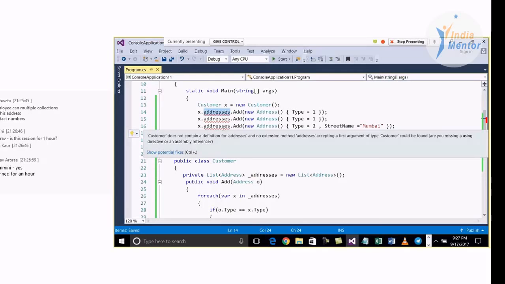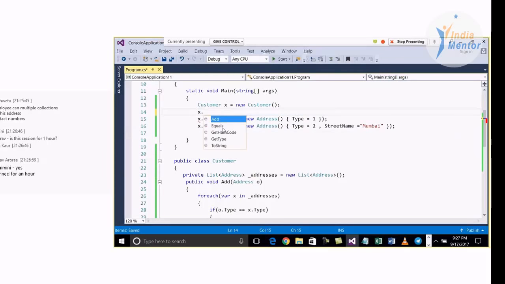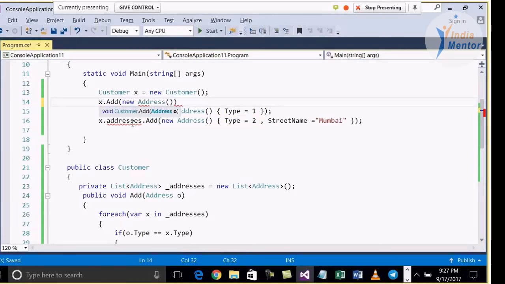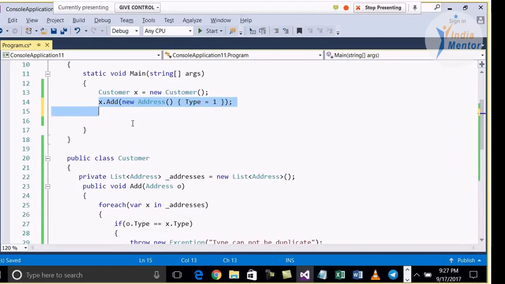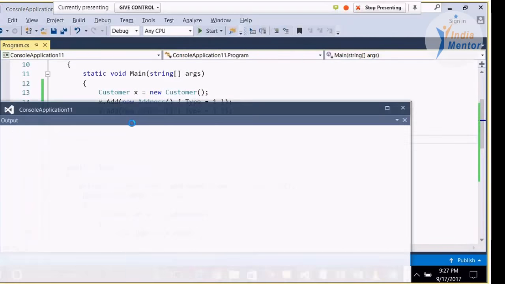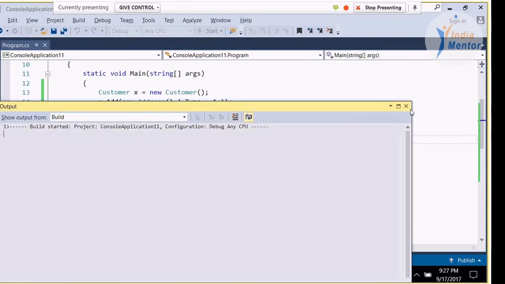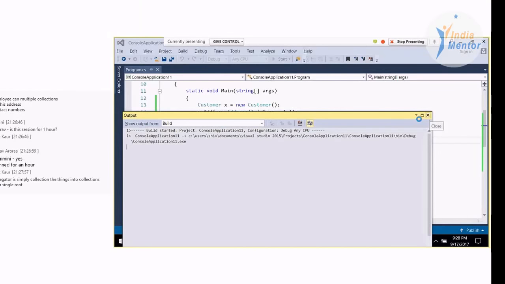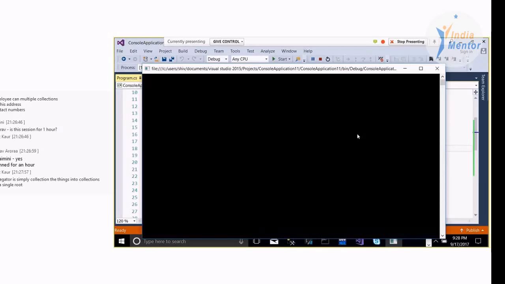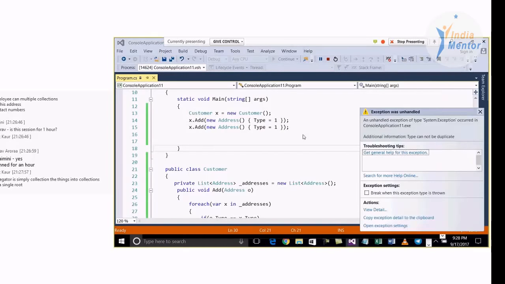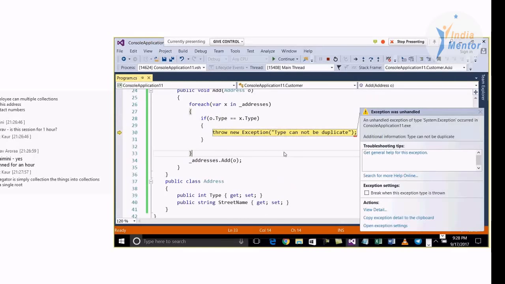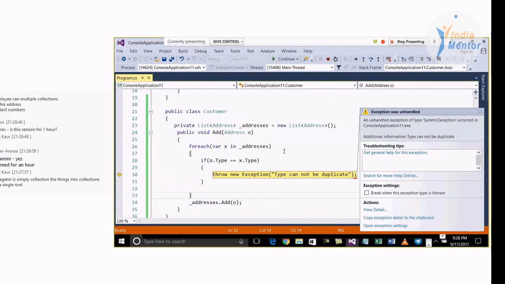So in short, now I will say, okay, x.AddNewAddress. So here I'll say, okay, type can be 1. If I now try to add with type 1 again, it will throw me an exception saying that you cannot add. So if I try to run this now, it will throw me an exception saying that type can be only one. So it should end up somewhere in the exception down here, saying you cannot add multiple types of the same address. So this is termed as an aggregate root.